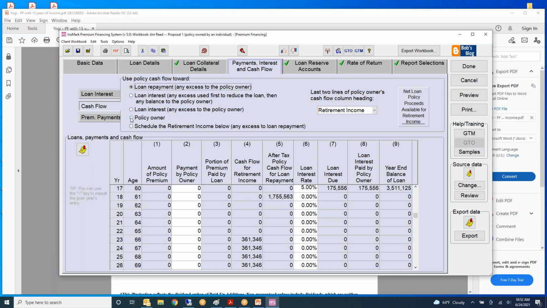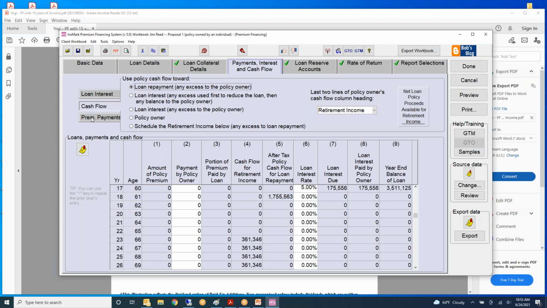Watch what happens. See? And this is incorrect. We want 1.7 million, the first withdrawal out of the policy, to be paid to the bank and not given to the policy owner. Therefore, you need to make sure you select the right input. And you see here, now it is all correct, okay? So we did the loan interest input, we did the cash flow input.